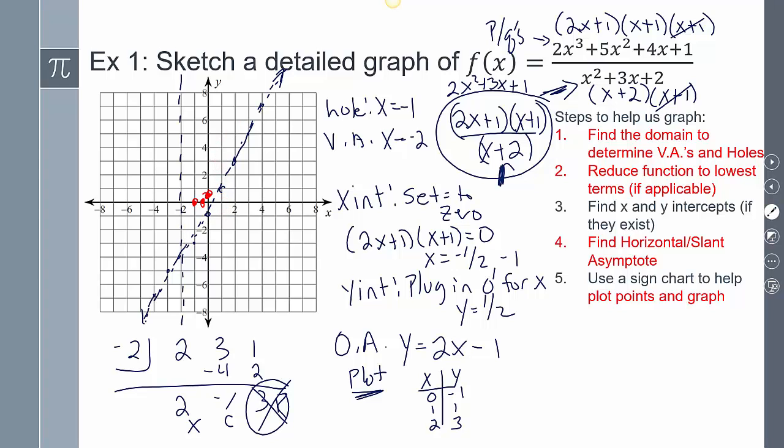So I can create another chart, and I can plug in 1 for x. If I plug in 1, 2 times 1 is 2, 2 plus 1 is 3, times 2, divided by 3. So 6 divided by 3, that's going to give me 2. And so I can go ahead and plot the value here at 2.